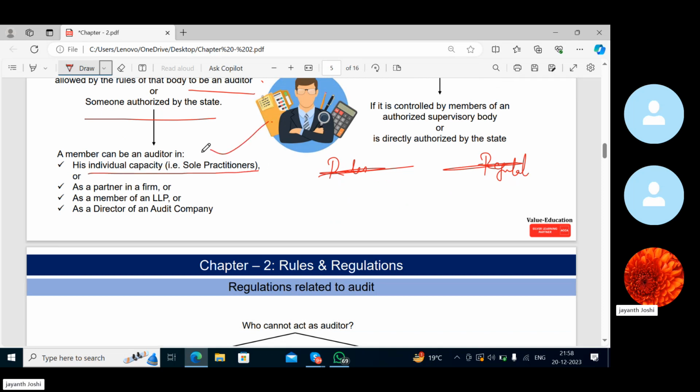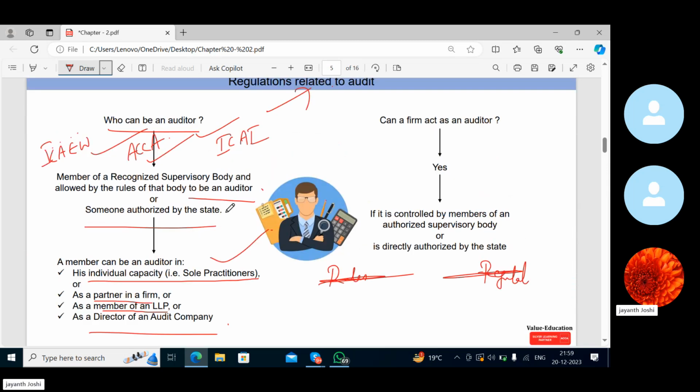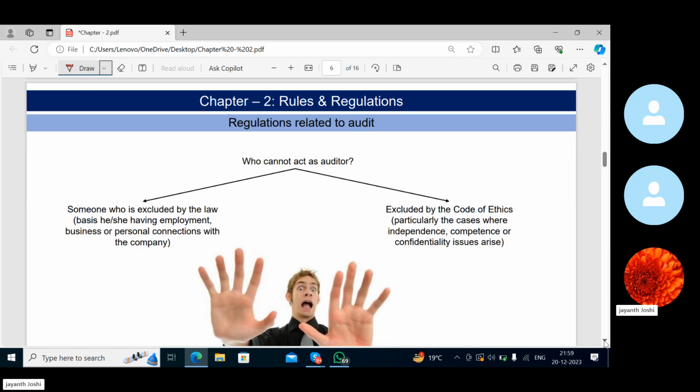That means they are sole practitioners, or they can have a partnership firm. That means they can be associates. They can have a limited liability partnership. That means many, many people in them, or they can act as a director of an audit company, like, you know, Deloitte, KPMG, etc. Can a firm act as an auditor? Yes. But when? If it is controlled by members of an authorized supervisory body. That means someone who is an ACCA and running a practice firm can definitely do the audits if directly authorized by the state. That means the state is accepting them as an auditor.